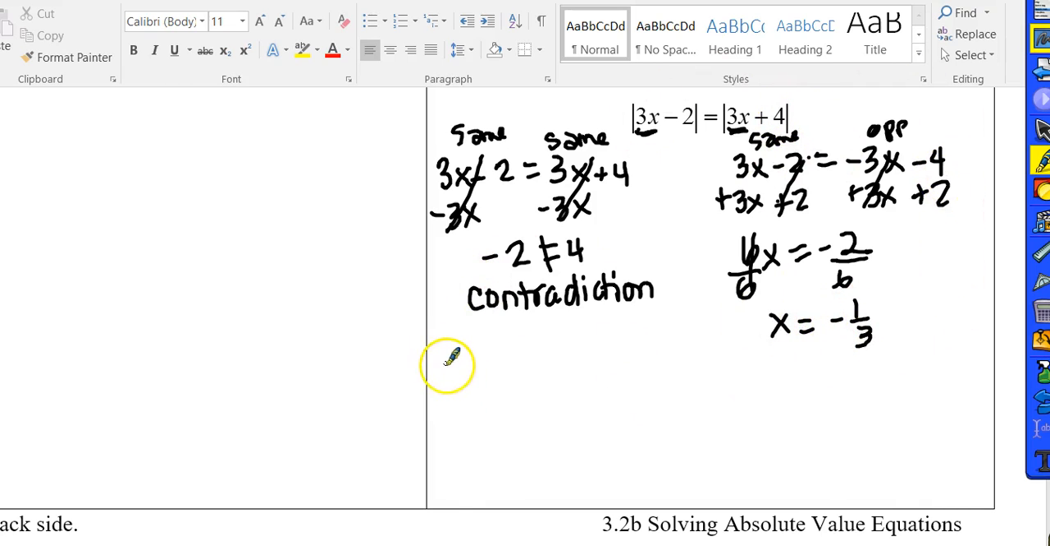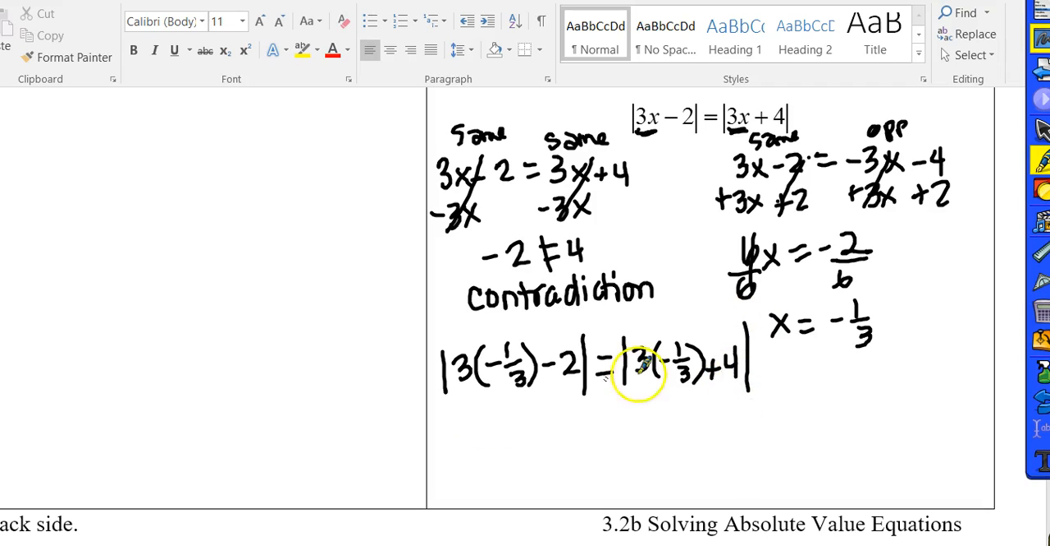Let's plug it in and see what happens. Let's plug it into the original. 3 times negative 1/3 minus 2 should be equal to 3 times negative 1/3 plus 4. We should get opposite numbers in our absolute value. We are almost done. So what's nice about this is I can cross simplify my 3's, and get the absolute value of negative 1 minus 2. And I'll finish that out to the absolute value of negative 3.